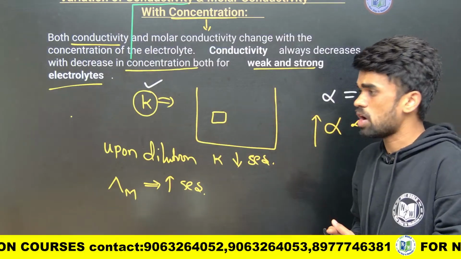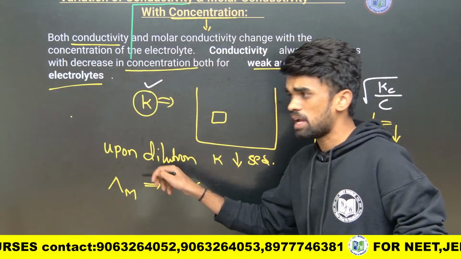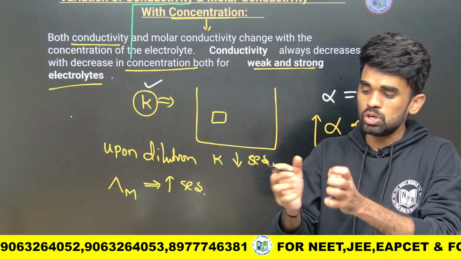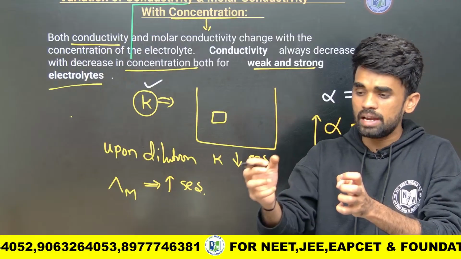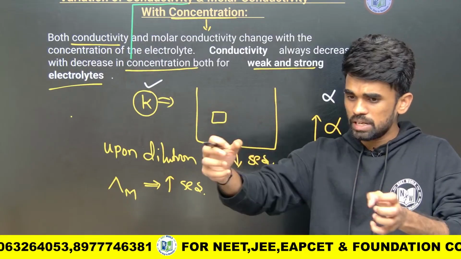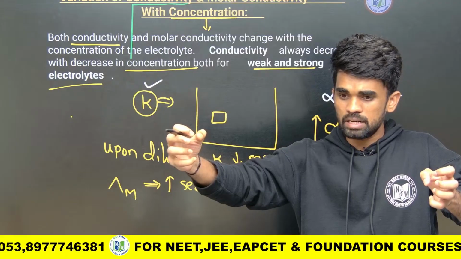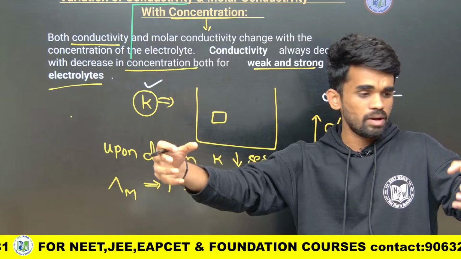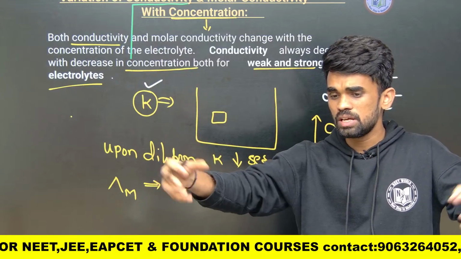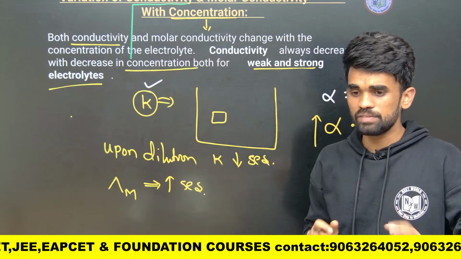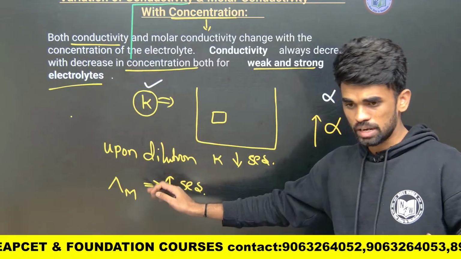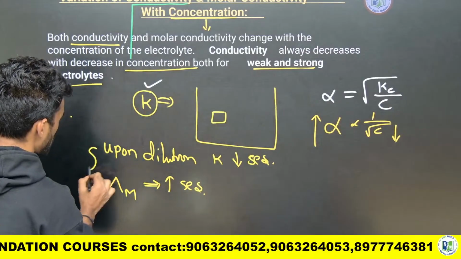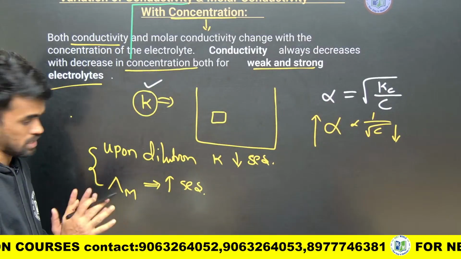Similarly, in the case of strong electrolytes also, del M value increases with increase in dilution, because when the volume increases, the particles, cation and anion, move apart. So the force of attraction between them decreases. As oppositely charged ions are far from each other, they move freely and the molar conductivity value also increases. Clear? You need to remember this because they may ask it in statement based type questions.